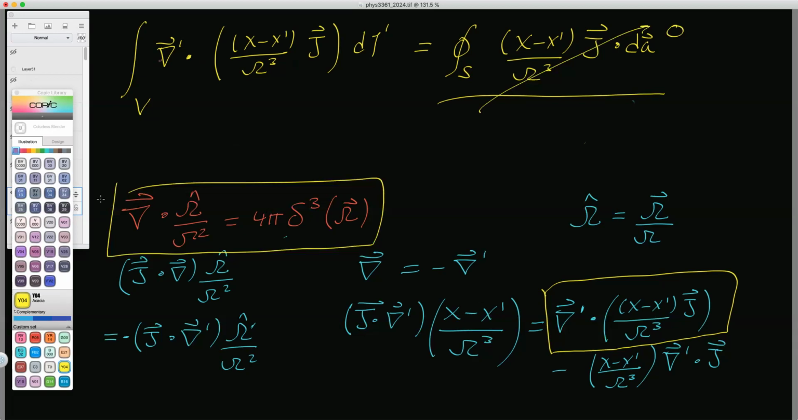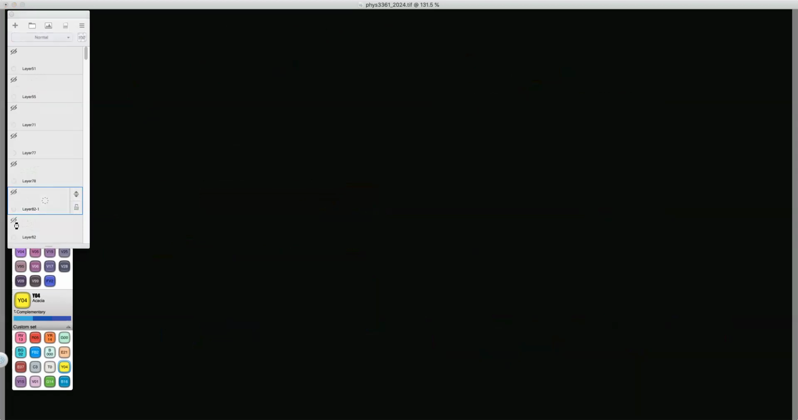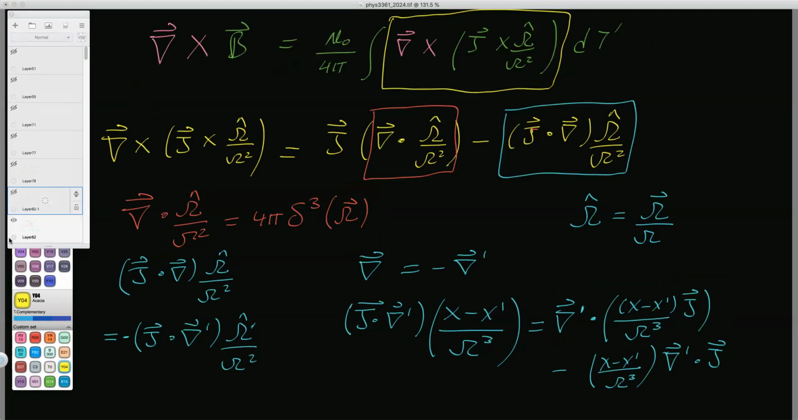I'm going to go to a previous layer, because I have that already out. Okay, so here, let's duplicate this layer.